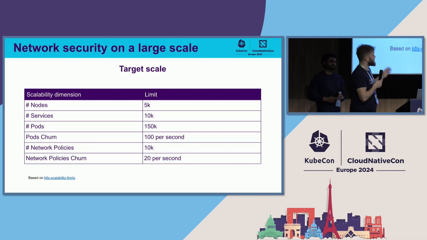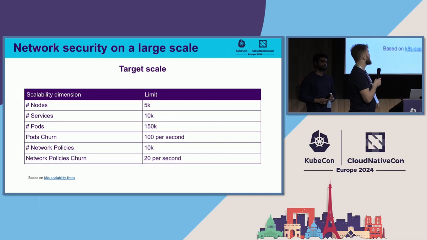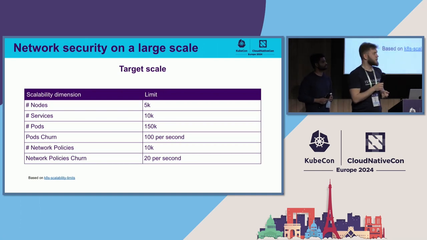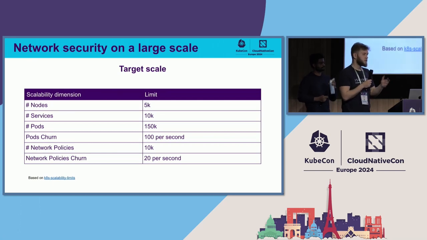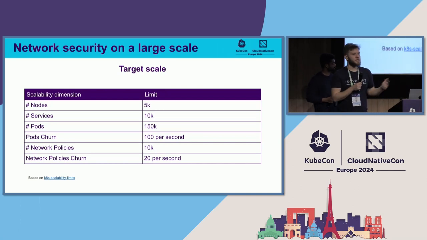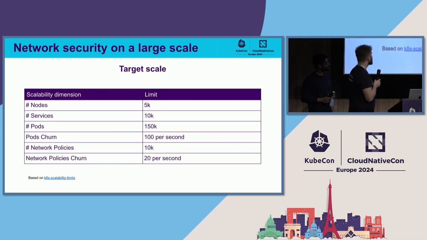So the target scale is based on official recommendations from Kubernetes. You probably know that Kubernetes supports up to 5,000 nodes. Then a less known limitation is the recommendation of 10,000 services, then 150,000 pods, which means on average you should have 30 pods per node. Then pod churn, around 100 pod changes per second. It can be either creations, deletions, or just changes of the pods.